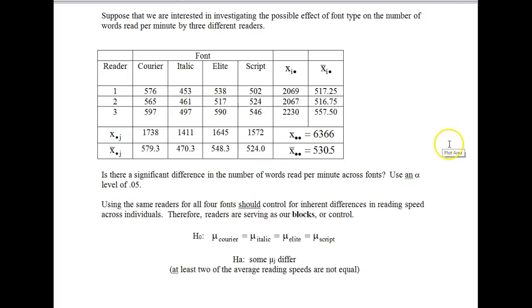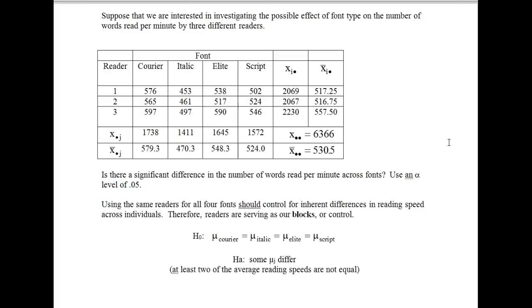So just like the last problem, we're going to start with our hypothesis. So we have H naught, and that's mu of courier equals mu of italic equals mu of elite equals mu of script. Right, so we're just saying that our status quo is that the reading speed for all of these are the exact same. So the population mean of the reading speed for all of these are the exact same. Okay, so that's our status quo, that's our H naught. HA, our alternative hypothesis, is that at least one of them differs.